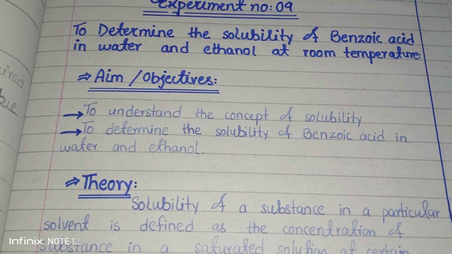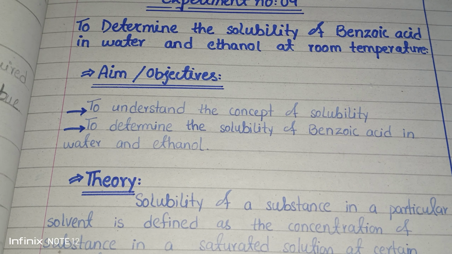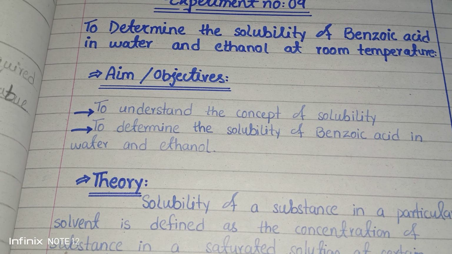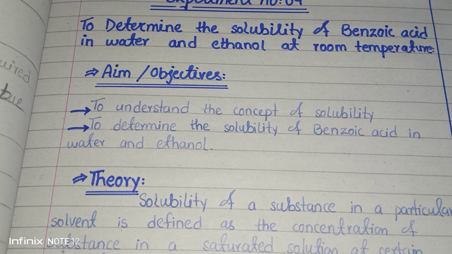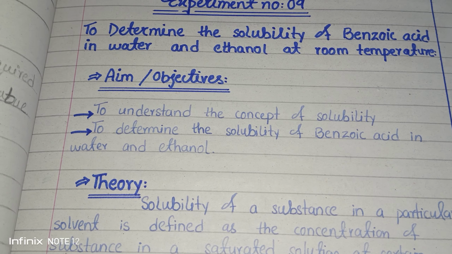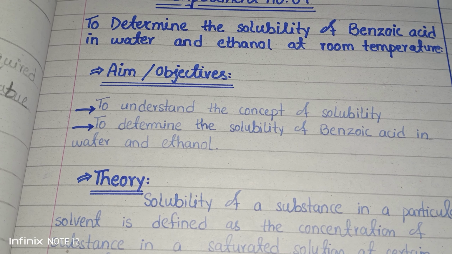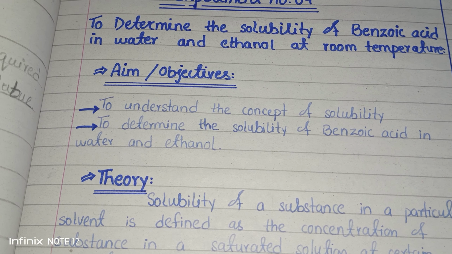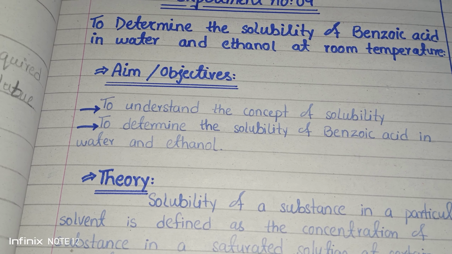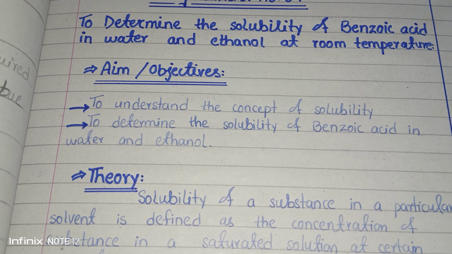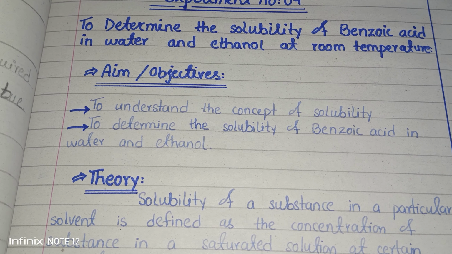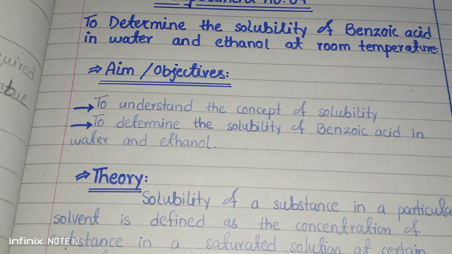So the main objectives of this experiment are to understand the concept of solubility, that is, what solubility is and why we are discussing it. The second main objective is to determine the solubility of benzoic acid in water, and our second solvent is ethanol. So first of all, we discuss the theory of this experiment.